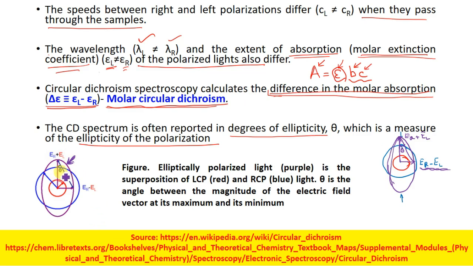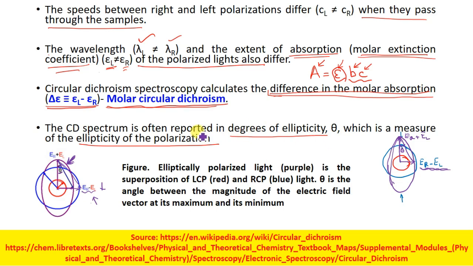Now this information, this theta, is dependent on this difference. If the difference, in other words ER minus EL, is small, then this length will be small, so your theta will be smaller. And if this difference is high, then there will be an increase in the theta value. So that is what it is telling.